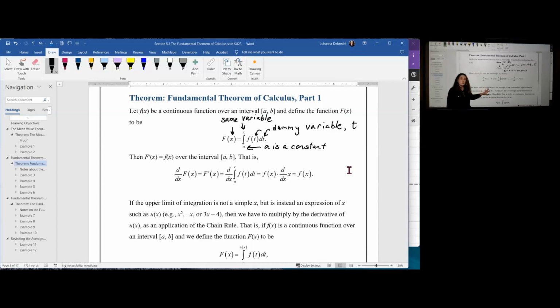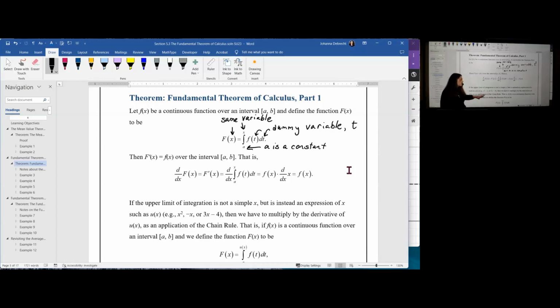Keep in mind that there will be occasions when the upper limit of integration will not simply be x, it may be an expression involving the variable x. In other words, it could be something like x squared, or negative x, or 3x minus 4. And then we would have to multiply by the derivative of that function using the chain rule.